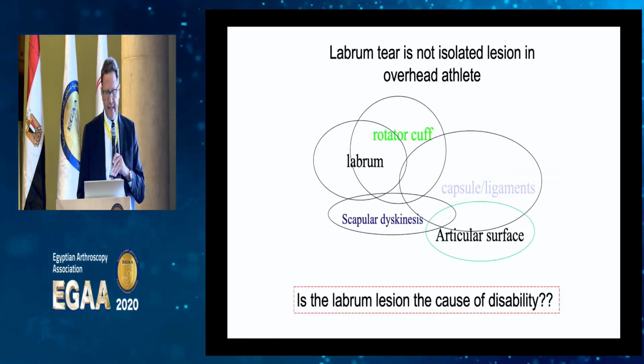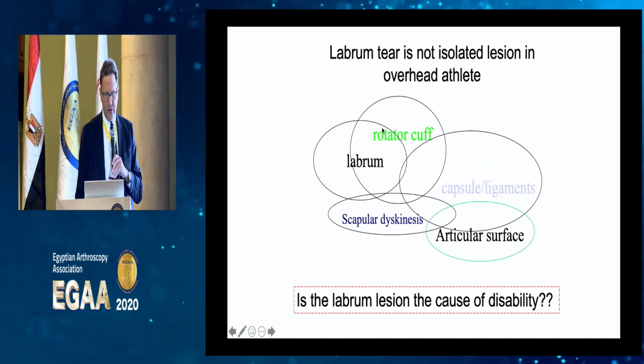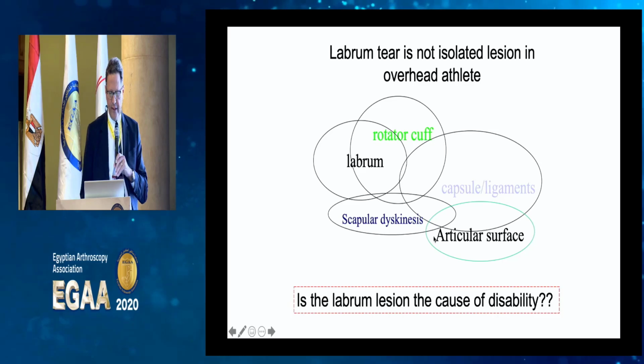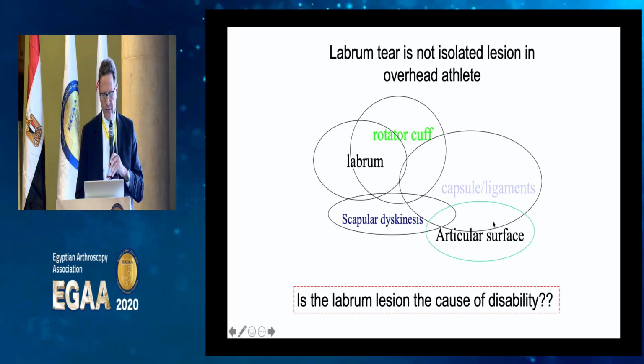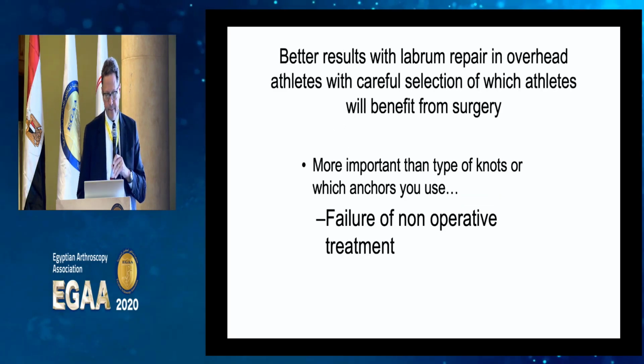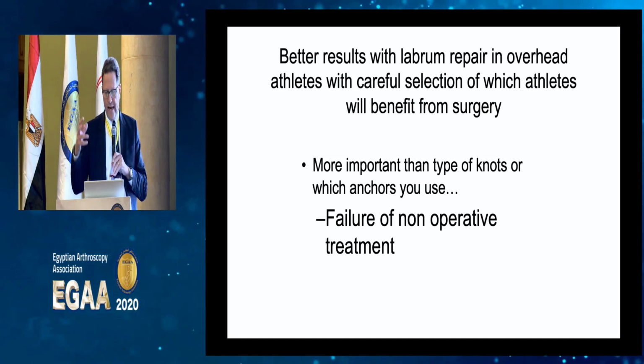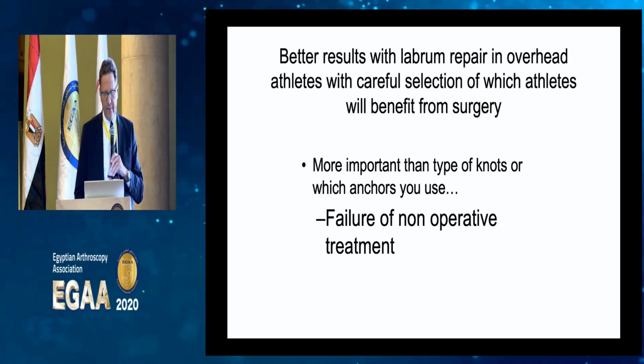And the labrum tear is not an isolated lesion. They usually have problems with the rotator cuff, the labrum, the capsule may be lax, scapular dyskinesis, some articular cartilage damage, so the labrum may not necessarily be the cause of their disability. I think you get better results with labrum repair if you carefully select which athletes will benefit from surgery.